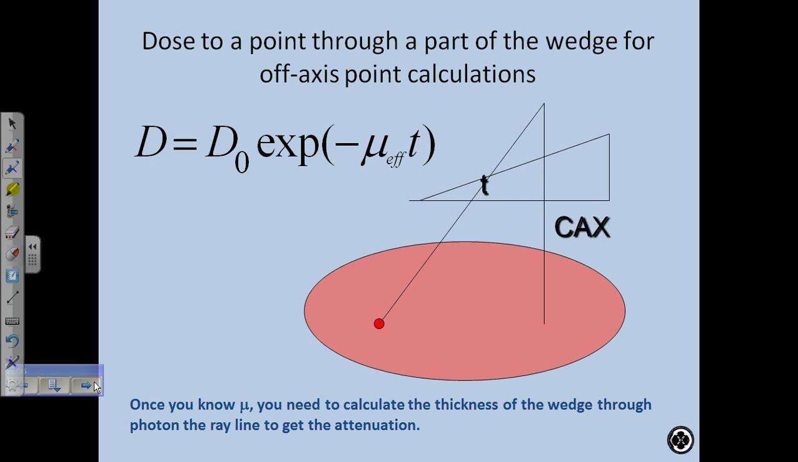We can use this to calculate the dose to a point inside the patient through any part of the wedge, if we know the thickness of that part of the wedge. So the dose is equal to the initial dose times e to the minus mu t. Once you know mu, you need to calculate the thickness of the wedge through the photon ray line to get the attenuation.